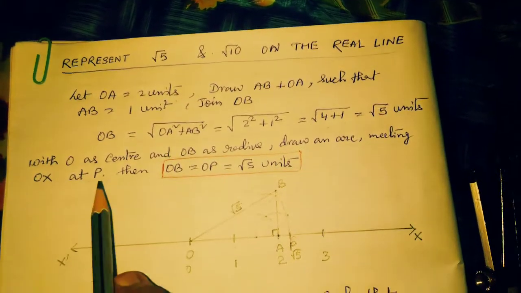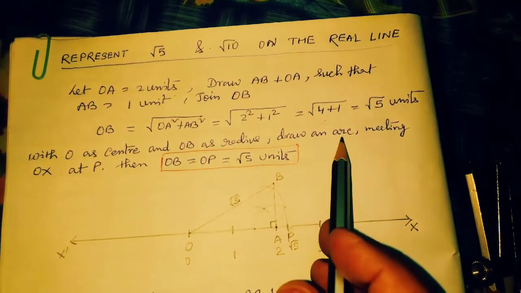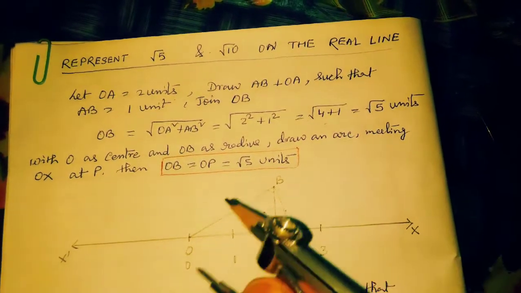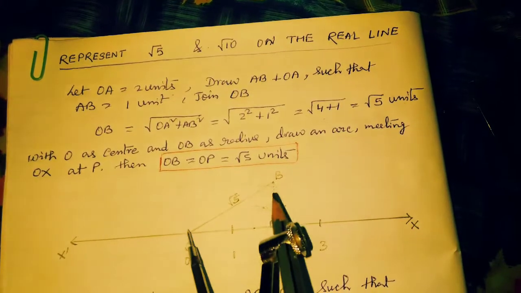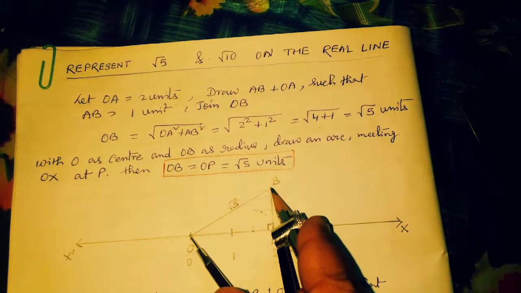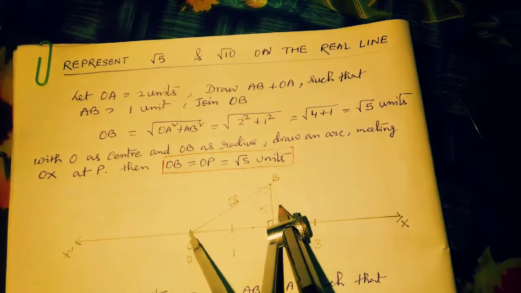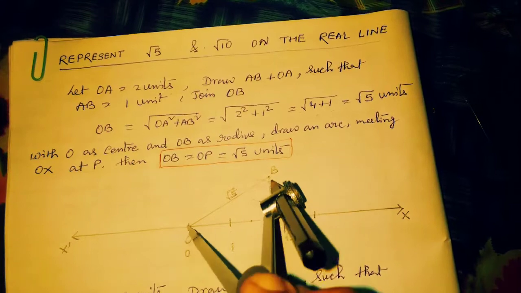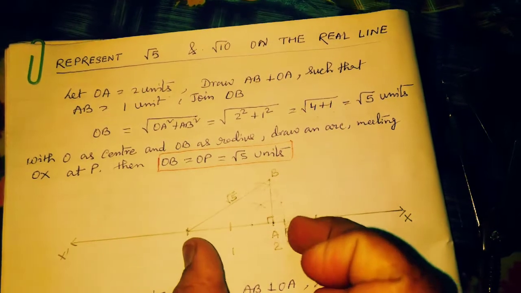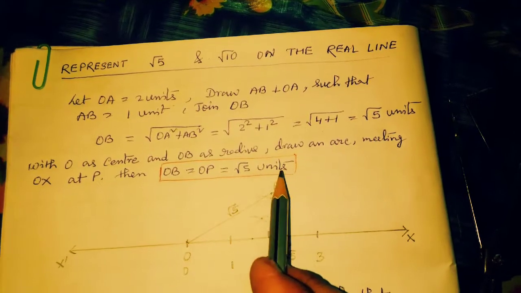So again, with O as a center and OB as a radius, draw an arc meeting OX at P. That means this OB you can assume as an arc, and with the help of the compass only we can draw this arc length over here, which meets at OP. So this length OP is root 5, because OP equals OB. This way we'll draw root 5 on the number line.